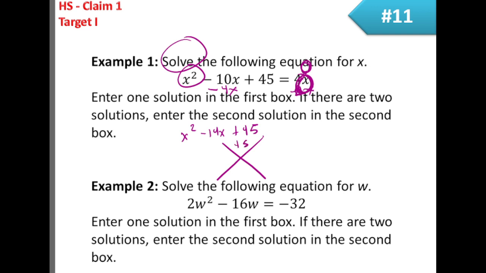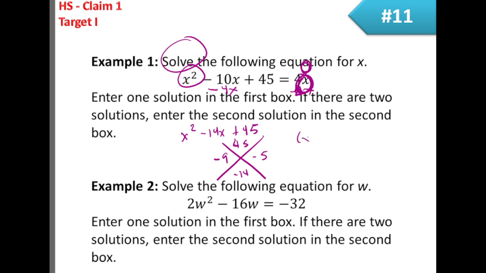45 goes on top and b, negative 14, goes on the bottom. So what multiplies to 45 and adds up to negative 14? Go ahead and pause the video to figure that out. All right, so it's negative 9 and negative 5. Two negatives become a positive, and you add them together, it stays negative.